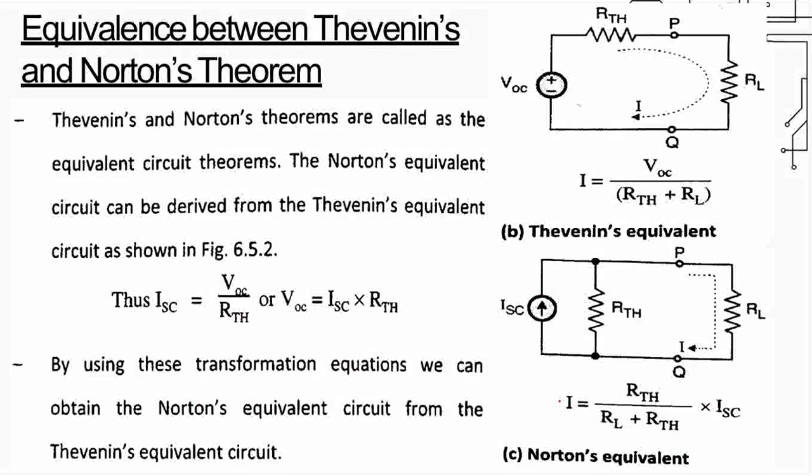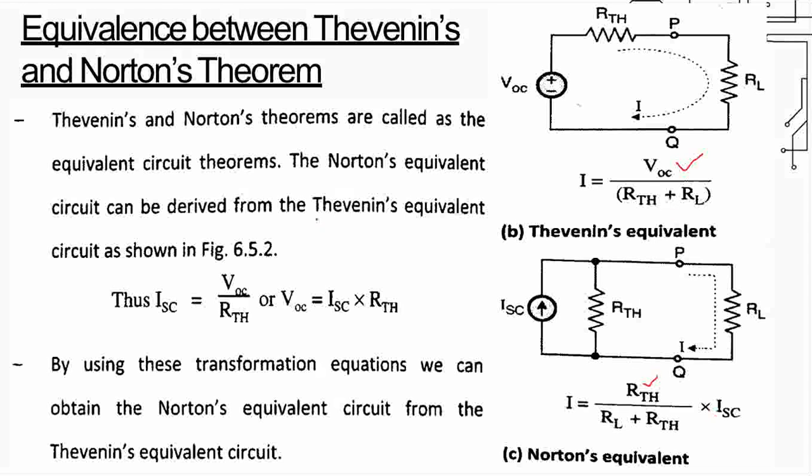So here in this circuit you can understand the Thevenin's equivalent circuit is shown in figure B, and in figure C a Norton's equivalent circuit is there and the formula is shown to you. In the Thevenin circuit we are using the formula VOC divided by RTH plus RL, and in Norton's equivalent circuit it becomes RTH into ISC divided by RL plus RTH.